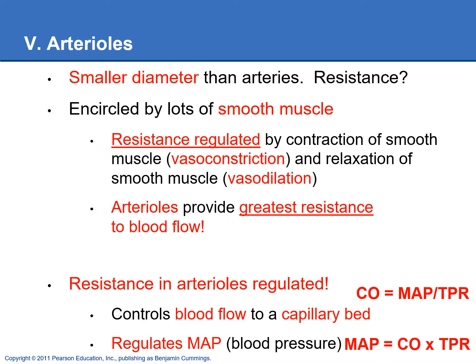Arterioles are going to branch off the arteries, and they have smaller diameter than the arteries. So what happens to the resistance? Remember that the smaller the diameter, the higher the resistance. So arterioles are going to have a higher resistance to flow than the arteries did. So the arterioles have the greatest resistance to blood flow, so I would star this. This is really important to remember.